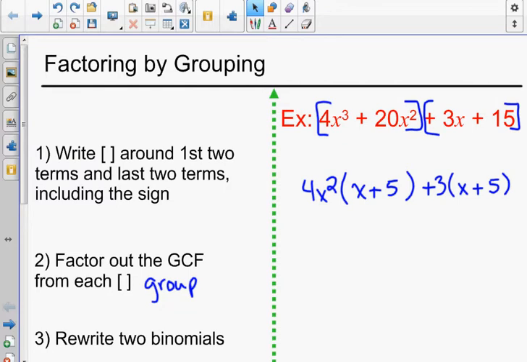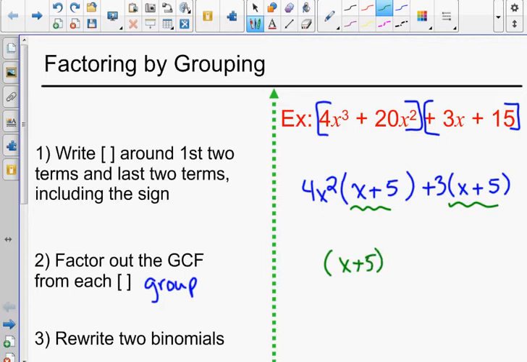Now, the last part for factoring by grouping is to actually just rewrite your two binomials. The first one is the easy one to spot because we have this repeated binomial. We're going to write that one time as part of your factored form of the answer.